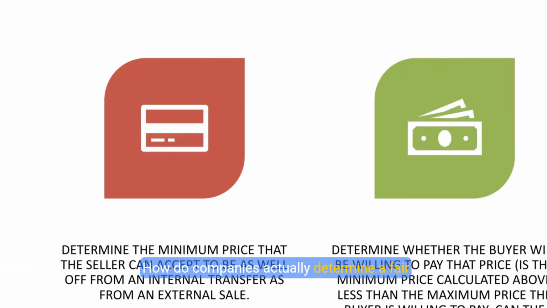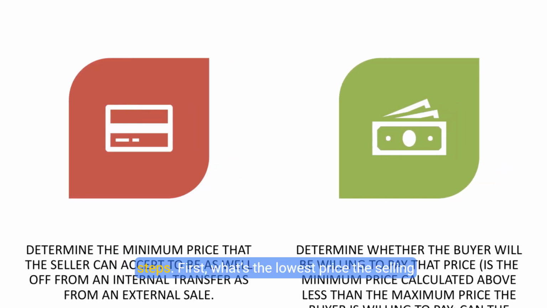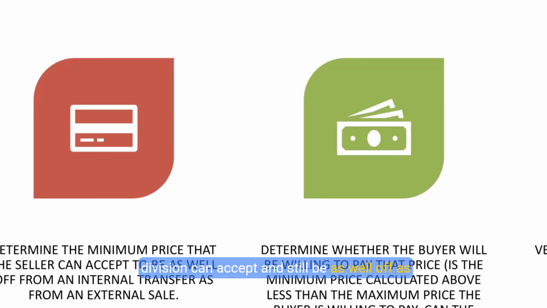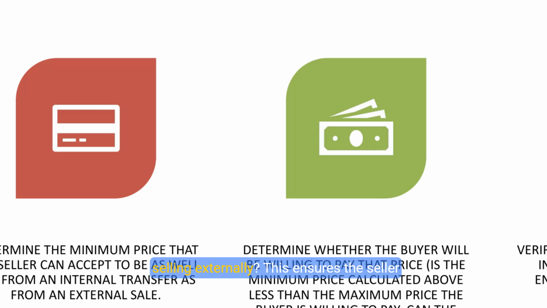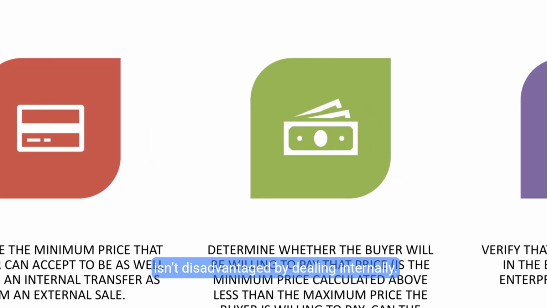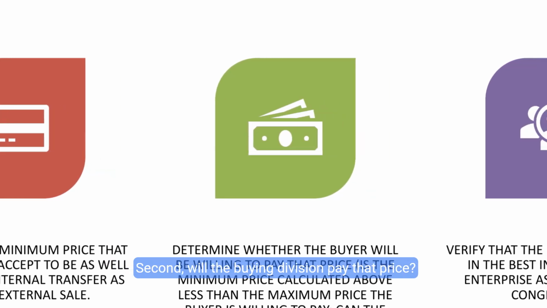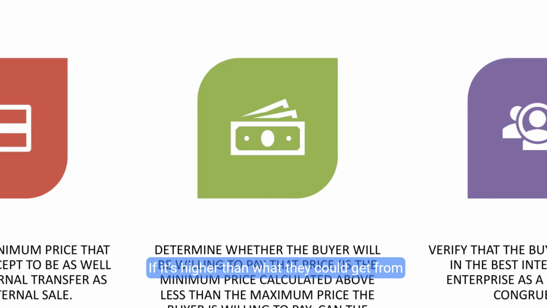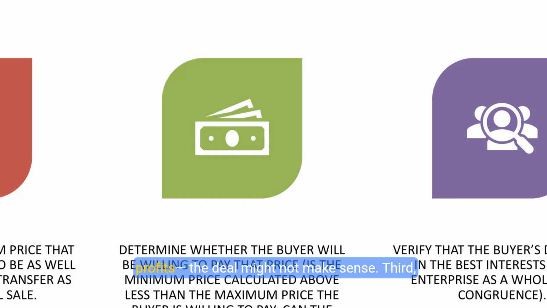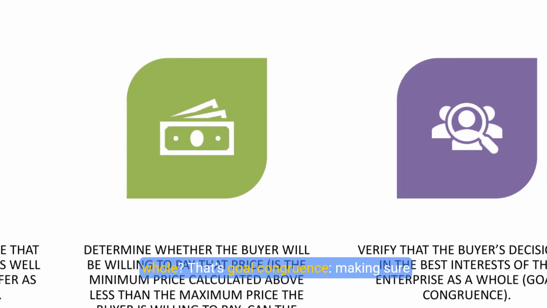How do companies actually determine a fair transfer price? It starts with three essential steps. First, what's the lowest price the selling division can accept and still be as well off as selling externally? This ensures the seller isn't disadvantaged by dealing internally. Second, will the buying division pay that price? If it's higher than what they could get from outside suppliers, or if it squeezes their profits, the deal might not make sense. Third, does this arrangement benefit the company as a whole?